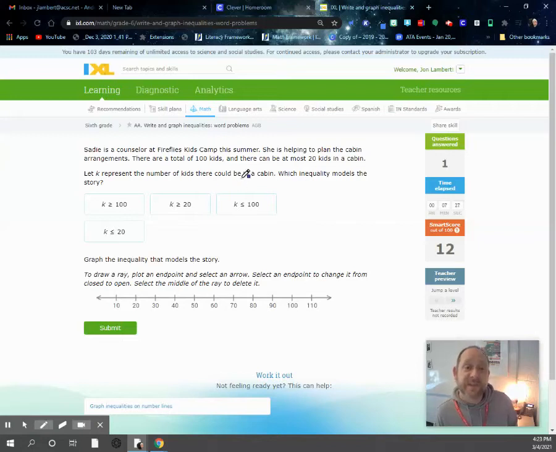Alright guys and gals, so as we look at this inequality, this is our second one that's going to go along with the skill that we're working on today. We're going to read through it, look for the operative words to tell us which way our inequality sign needs to go. We'll write it out, we'll look for one that matches it, and then we'll graph.